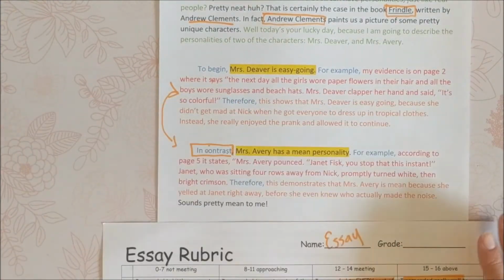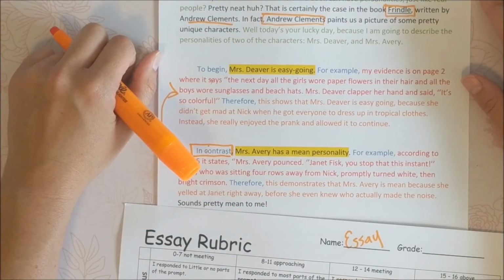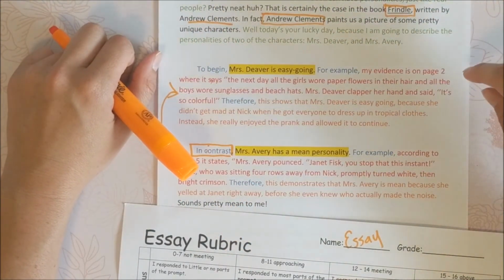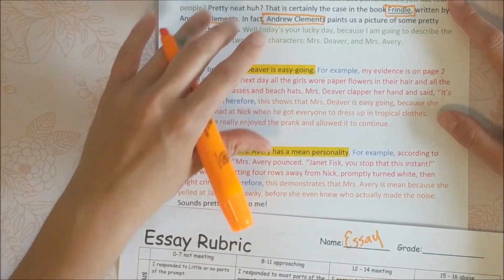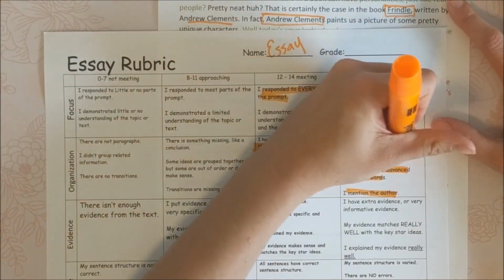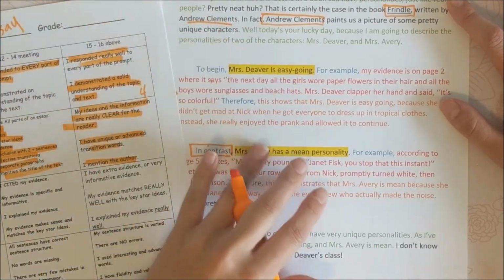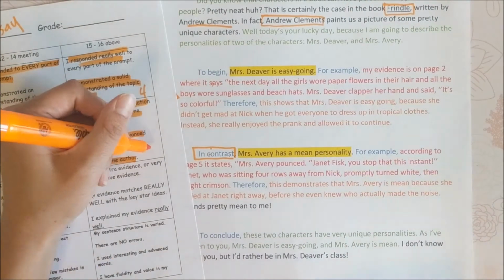What do you think? When you read this, do you think they're really, really clear? Like, could someone who has never read Frindle ever understand this? If so, that's how we get to this column. If they've explained it in a way that someone who doesn't know anything about Mrs. Deaver and Mrs. Avery could really understand it, then they get a 4 there.